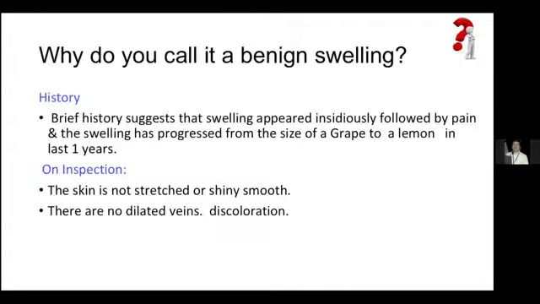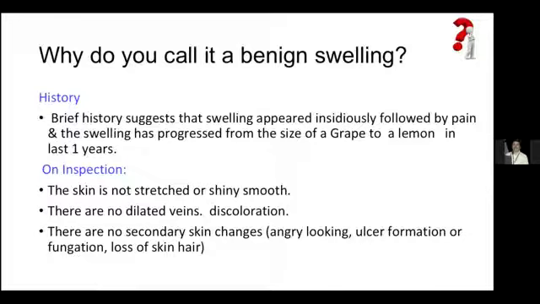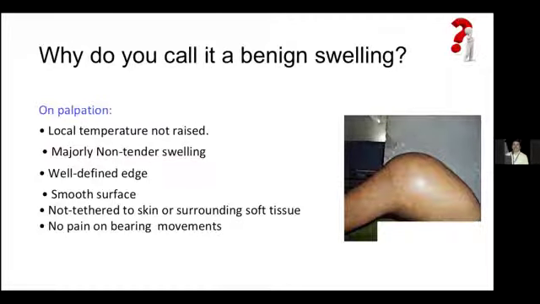And on inspection, the skin is not stretched or shiny. There are no dilated veins or any discoloration. There are no secondary skin changes like loss of hair, any angry looking situation, or an ulceration or fungation. This is what we mean by the skin changes you can see here. And on palpation, the local temperature is not raised, which normally would be raised in a malignant aggressive tumor. Majorly a non-tender swelling. It has well-defined edges. The surface is smooth and bony hard or firm. The skin is not tethered, and it is not tethered to any surrounding soft tissue. And there is no severe pain on movement. However, when the patient does heavy work, there is some pain. So these are the supportive evidence that we are dealing with a benign lesion.